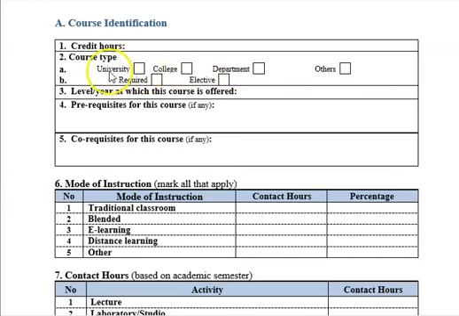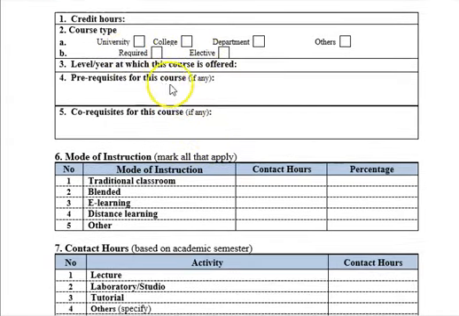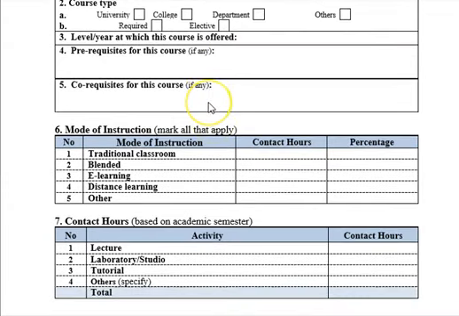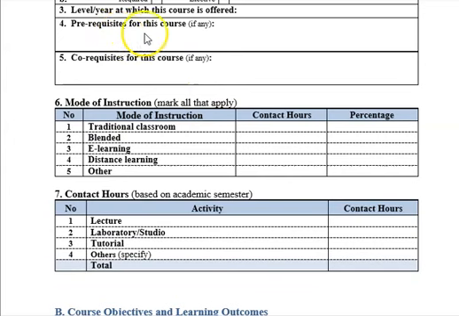The course type may be university requirement, college requirement, department requirement, or others; you have to choose. The course can also be required or elective. Here you have to write the level of your course. Level and year are related. For example, second year means third and fourth levels. After that, the prerequisites for this course, if there are any. Usually for basic courses there are no prerequisites or co-requisites, so if you have any, please write the title and the number of the course.